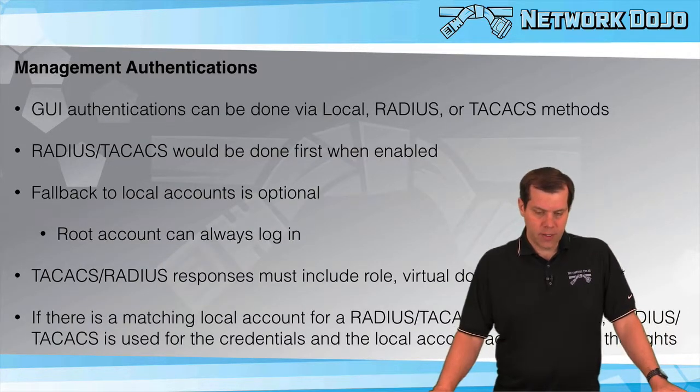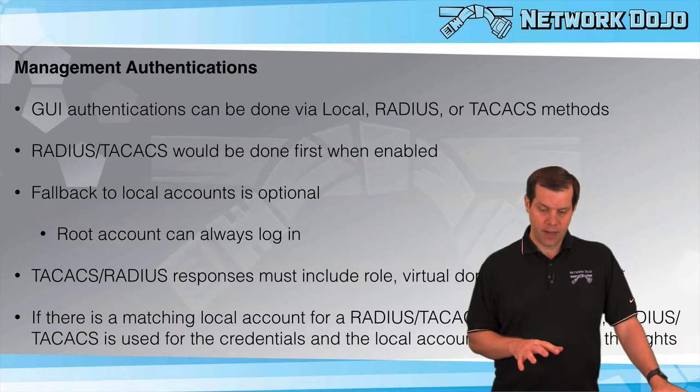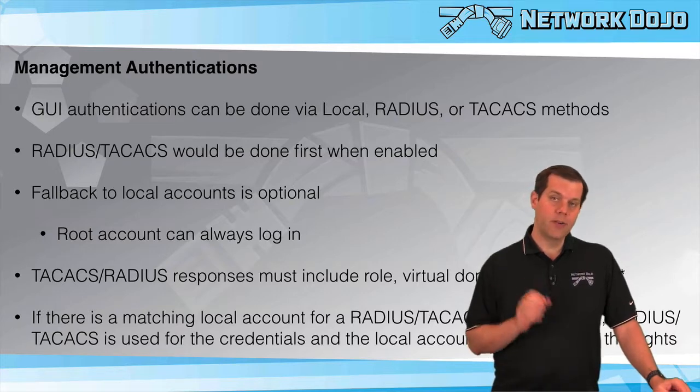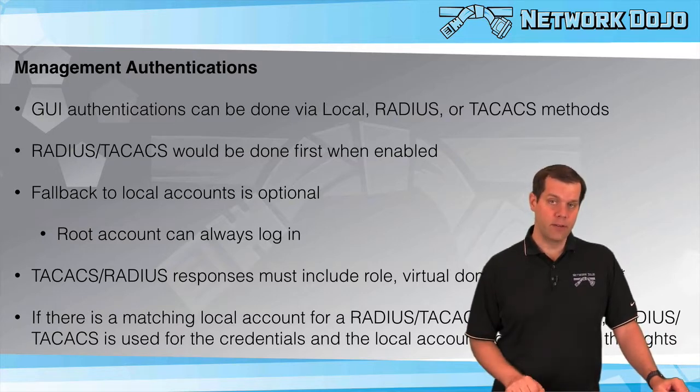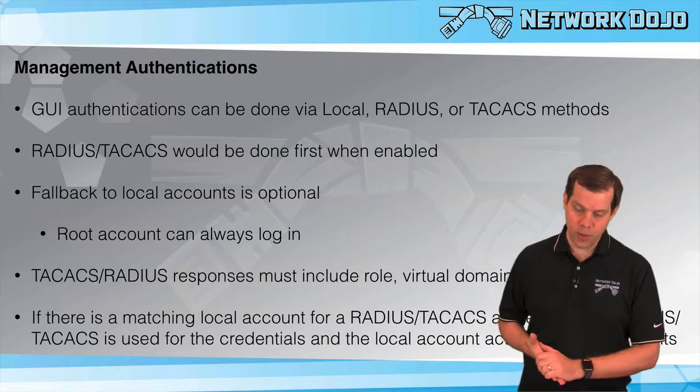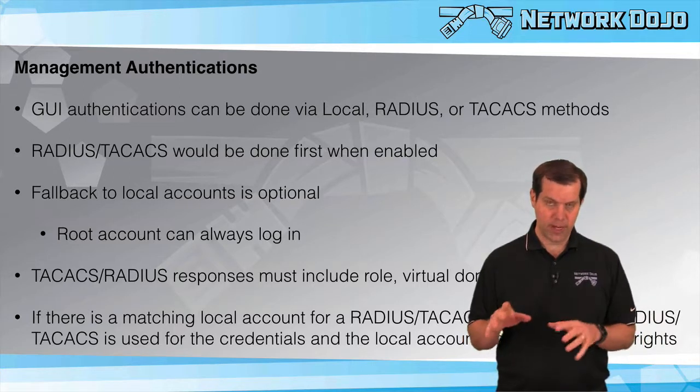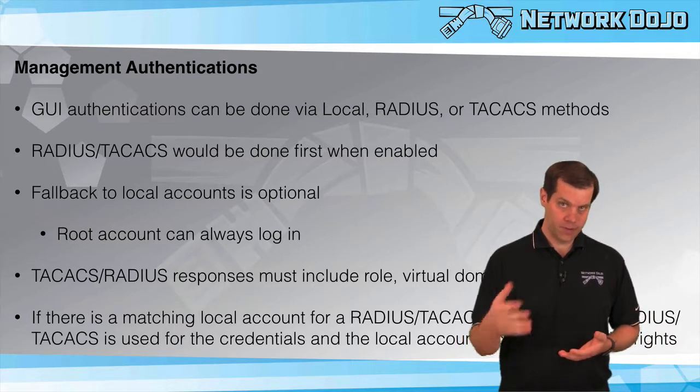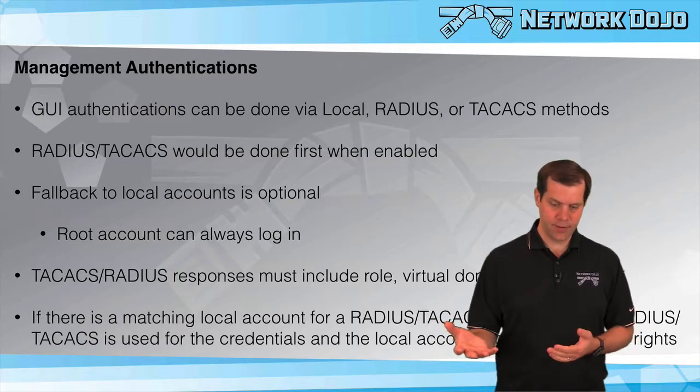So when we log into the GUI, we have local accounts at the most basic level, but then we can also leverage Radius and/or TACACS to allow us to get access into the box as well. If we do turn on Radius or TACACS support, those would be done first. So when I put in credentials, it'll always reach out to the Radius server, or it'll always reach out to the TACACS server first.